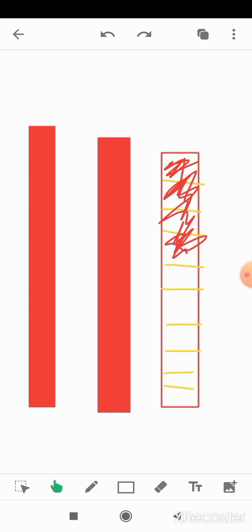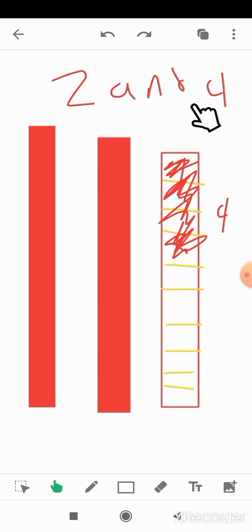Okay, so how can I write this drawing as a number? I have 2 and 4 parts. The word "and" will be changed to a decimal point. This point is called the decimal point. So I have here 2 columns and 4 parts.